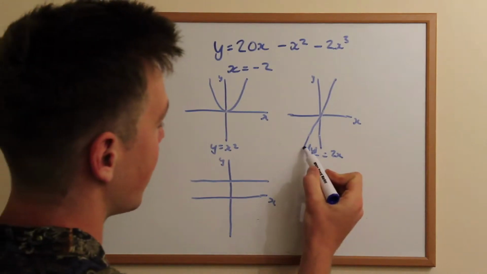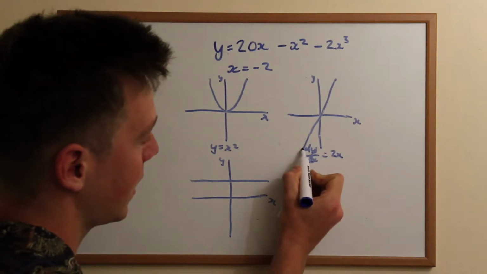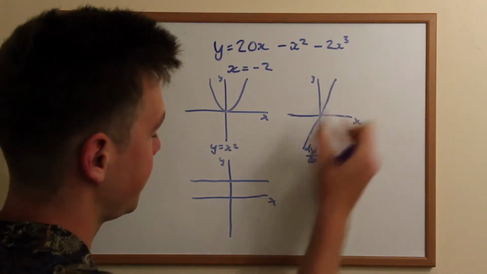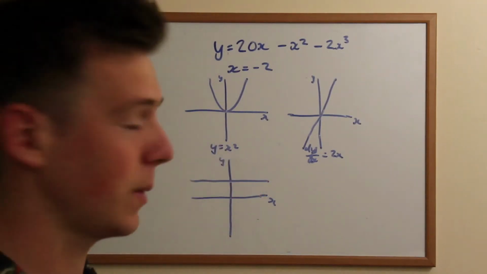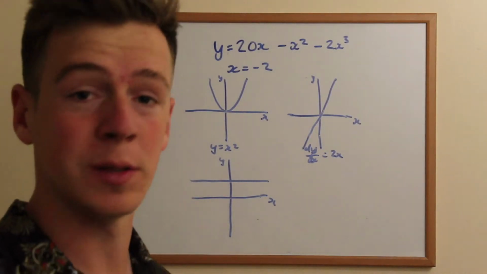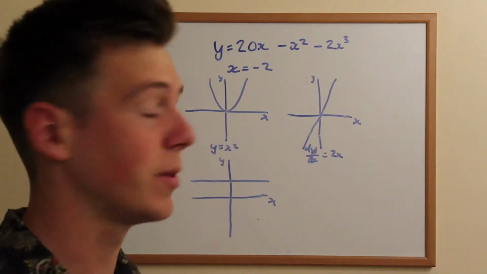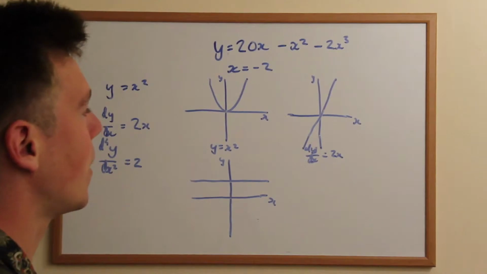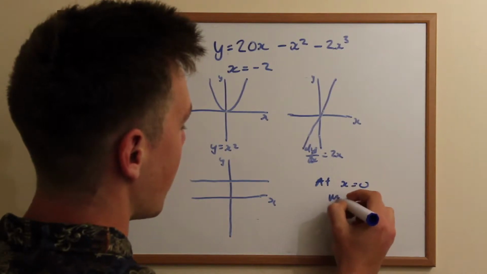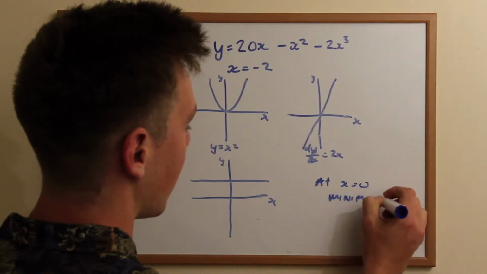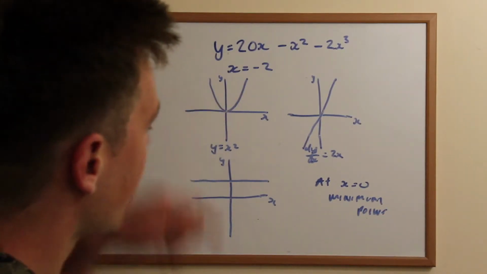So it basically says that the gradient for this line is 2. Okay, so even when it's here, the gradient is 2 all the way through. So that's positive. Now, this quadratic graph, we know it's y equals x squared. So we know the turning point is a minimum turning point, and it's at point x equals 0. So at x equals 0, minimum point, because it's at the bottom of the curve.